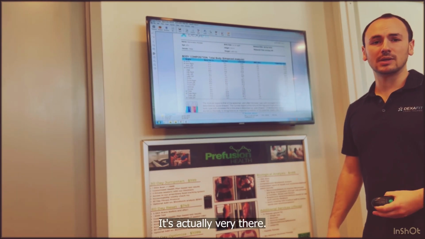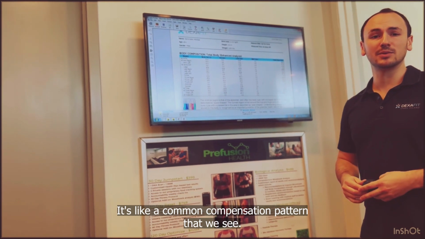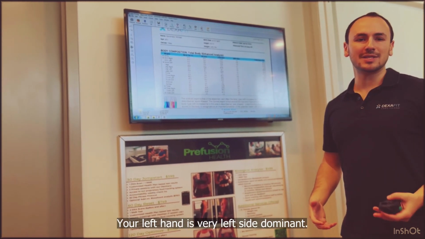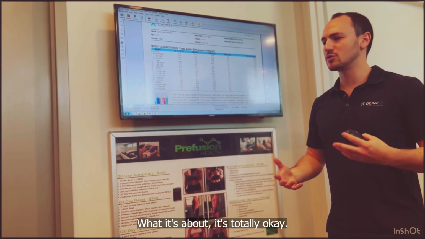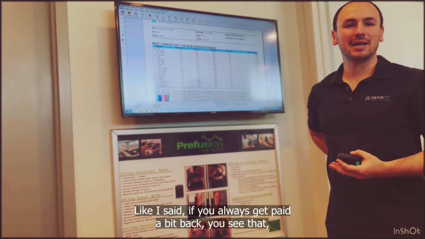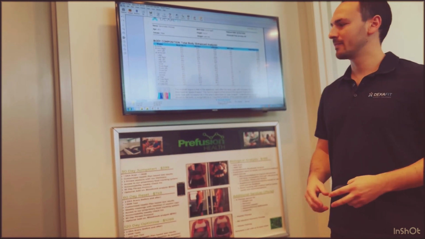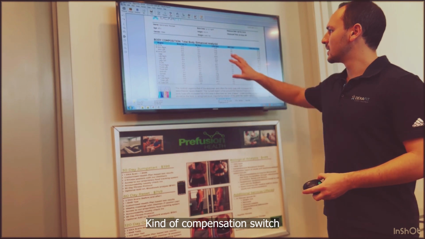It's actually very, very common, it's a common compensation pattern that we see. You're left-handed, you're very left side dominant, kind of all the way throughout. It's totally okay. But like I said, if you're always getting pain in the mid back, you see that that right mid trap is underdeveloped, strengthen it, right? Kind of common sense over there.